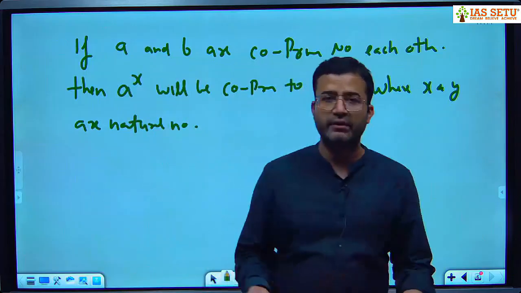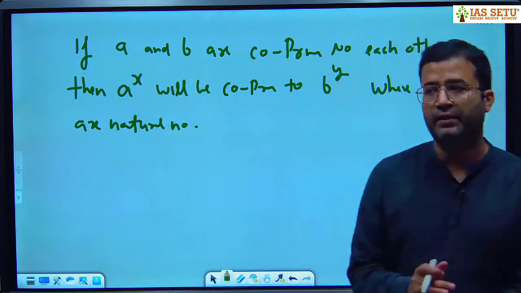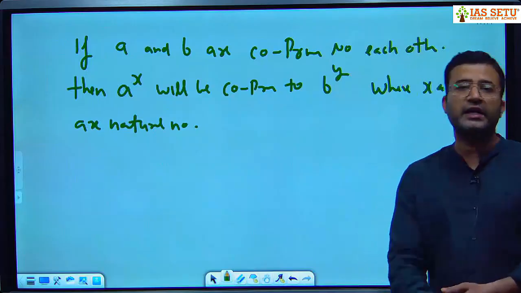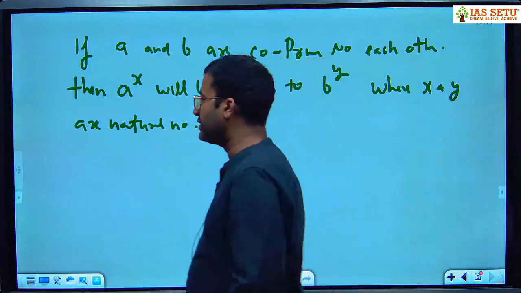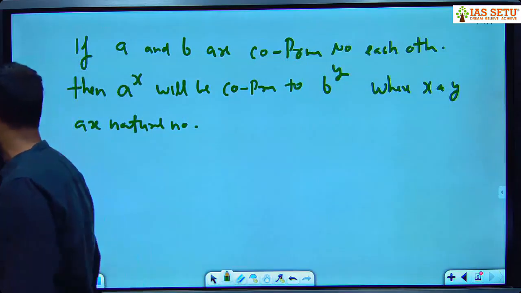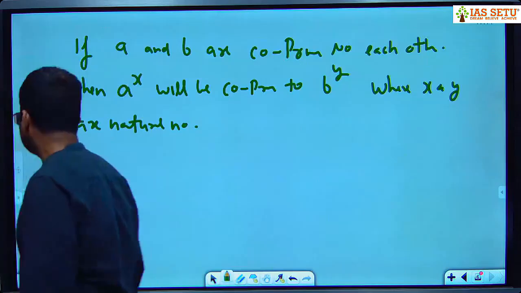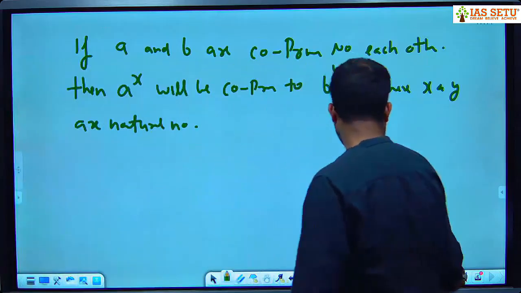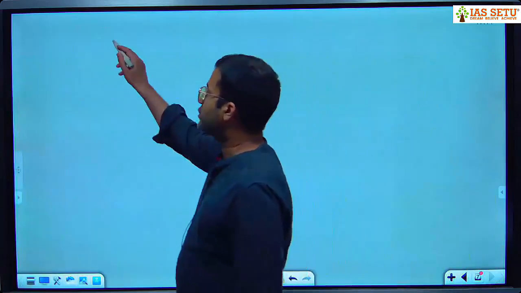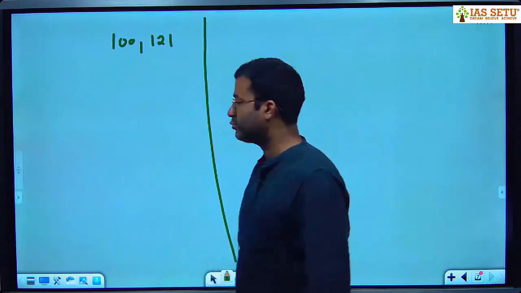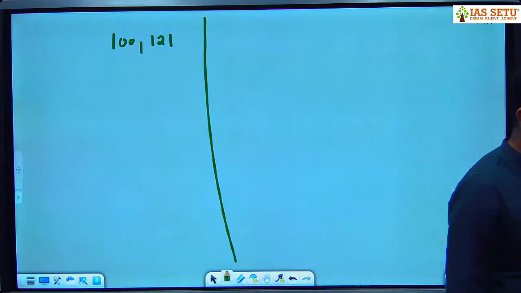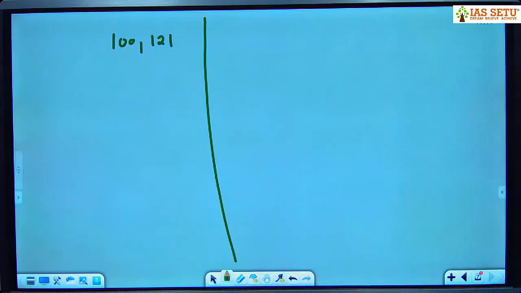X and y can be same, can be different, doesn't matter. If A and B are co-prime to each other, then A to the power x is always co-prime to B to the power y. So for example, if I ask you whether 100 and 121 are co-prime to each other, yes or no? Take your time, participate. You can write yes or no.